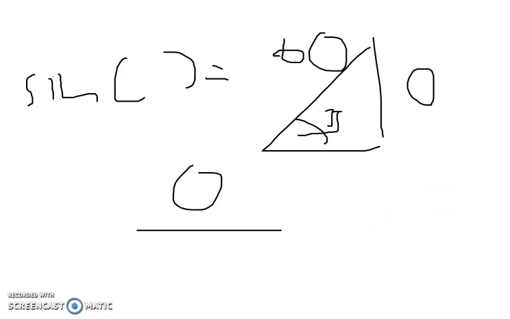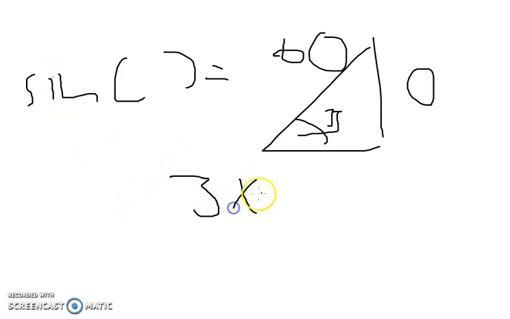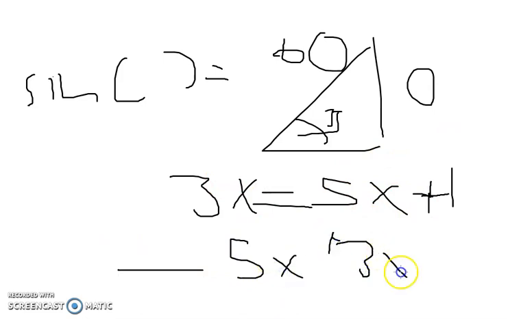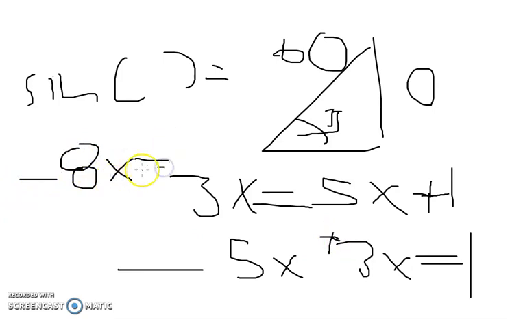So I was just curious, so I gave her a little equation to try to solve. So 3x equals 5x plus 1. And then I asked her what you should do, and then she said subtract 5. And then I asked her to combine these two numbers, and then it took her a while, but she eventually got negative 8x equals 1.